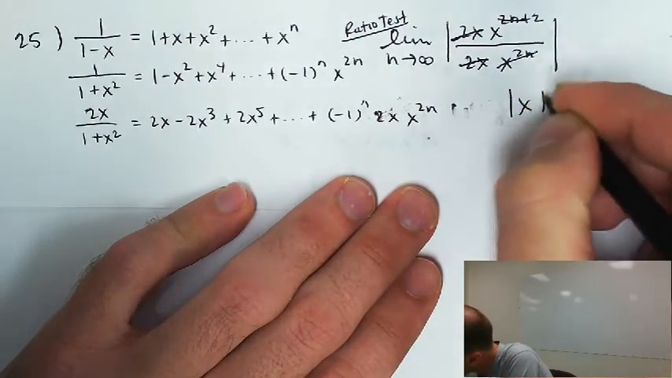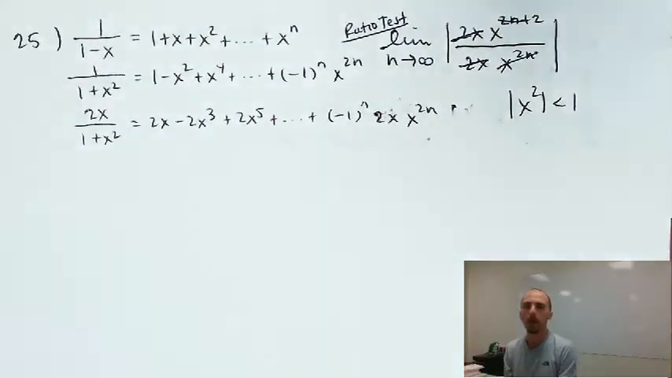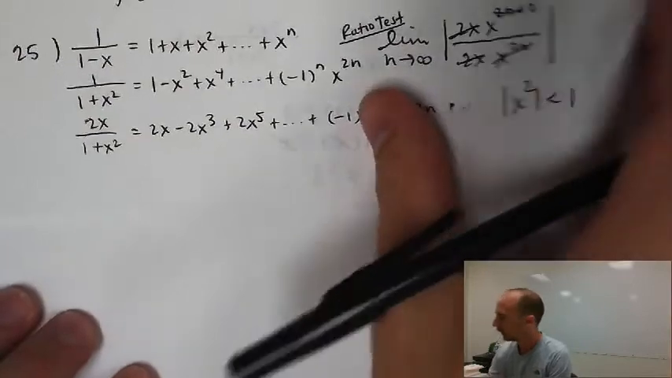Absolute value of x squared is less than 1. Well, the absolute value of x squared is x squared. And x squared is less than 1 between negative 1 and 1. That's a radius of 1. I want to move on because I've already spent quite a bit of time on this problem, right?